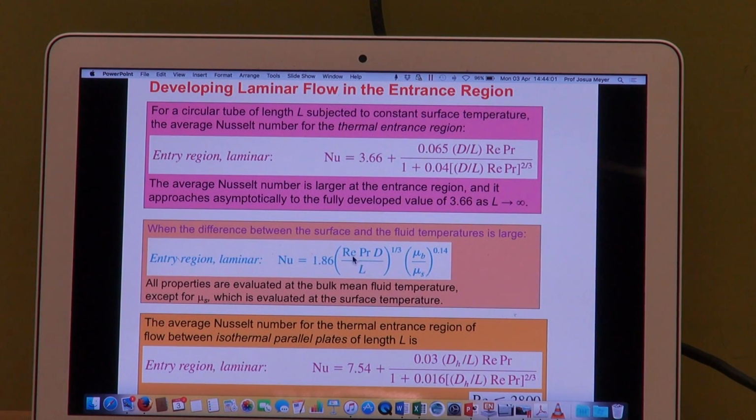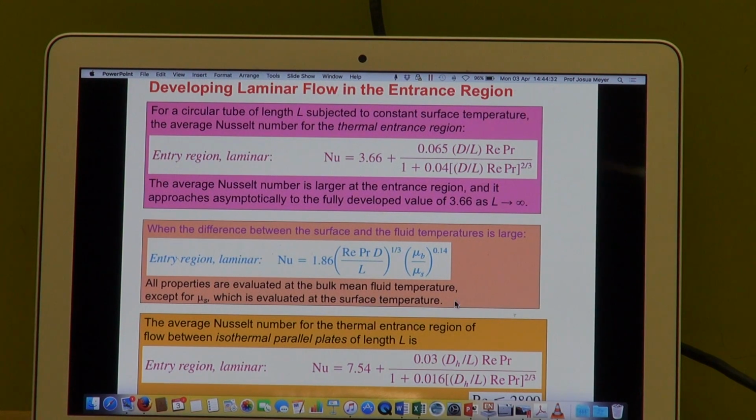Okay, then there's another equation which also gives an equation, but now it gives a ratio with it, which is the viscosity of the bulk divided by the viscosity of the surface. And you will see that a lot. And usually that is being used when there's a huge temperature difference between the wall and the bulk. So normally very high heat fluxes. Then that term will be important.